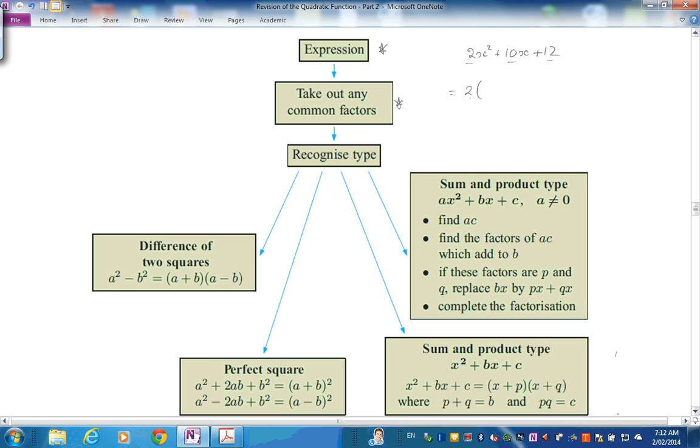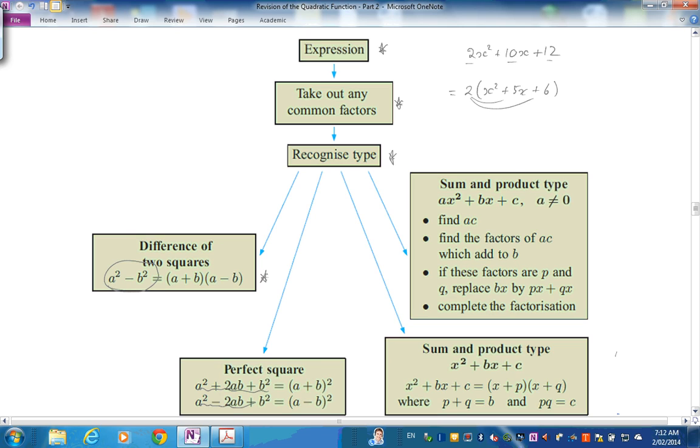And then what do you multiply 2 by to get 2x squared? x squared. What do you multiply 2 by to get 10x? It's 5x. What do you multiply 2 by to get 12? It's 6. So we've taken that out for a start. Recognise the type now. Is it a difference of two squares? No. Is it a perfect square? We're looking to see this pattern. This one's okay. If it's a square minus a square, you can spot that.